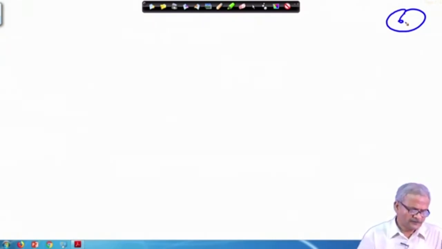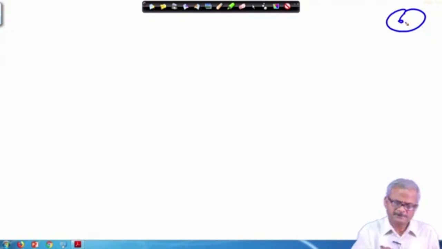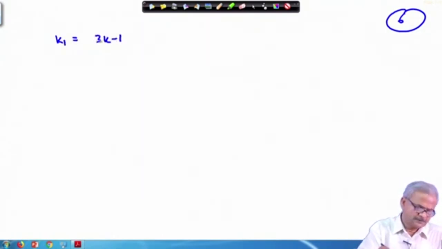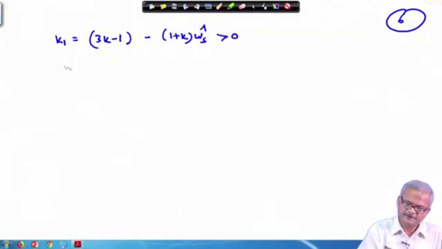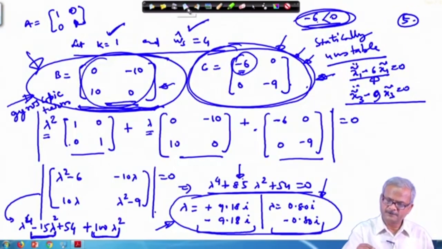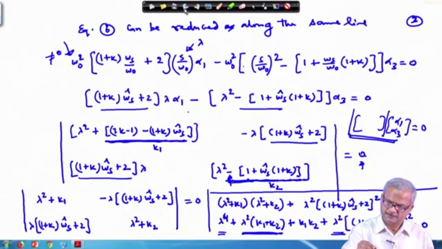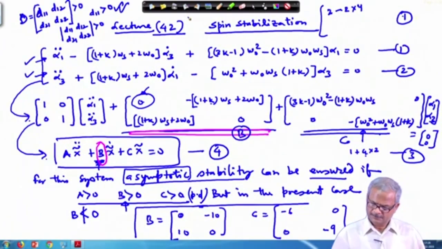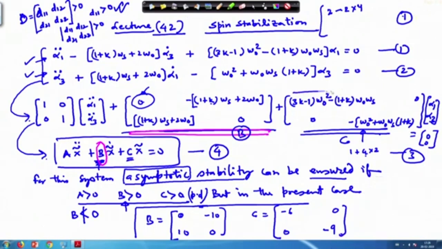Now, we can plot this equation. If we plot, say, the k1, we have 3k minus 1 minus 1 plus k times omega s cap, this should be greater than 0, and k3, 1 plus k times omega s cap plus 1, this should also be greater than 0. Why should this be greater than 0? Because these are the terms which appear in this matrix. This term we are writing as k1 and this term we are writing as k2. So, k1 times k2, this should be greater than 0.